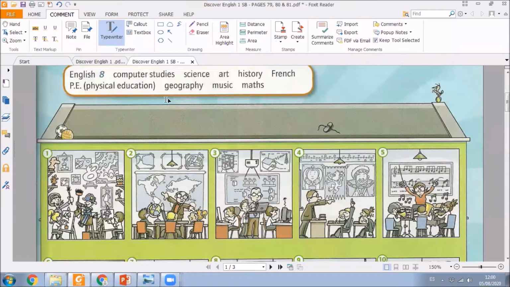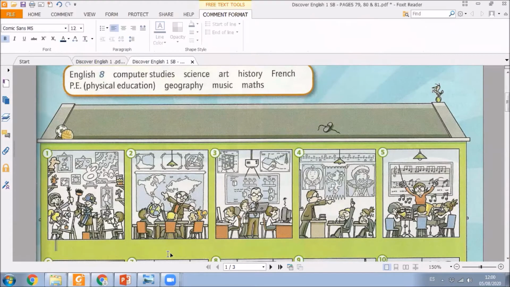What about the first one? Look at the children, they are painting. So, very good, the subject is art. Excellent. Number two, the teacher is showing something and he's using a map. So the subject is, very good, geography. Excellent. So number three, the teacher has got a computer. So very good, is computer studies.